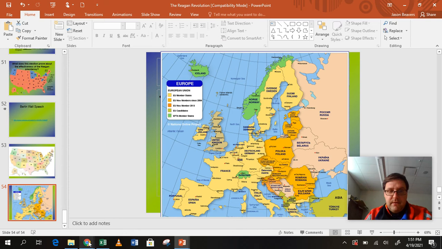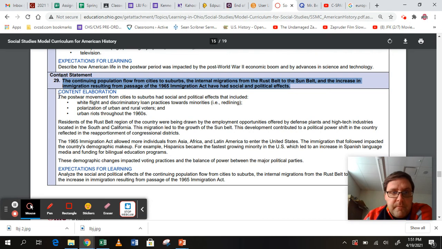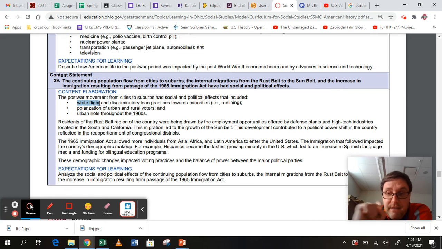So getting back to this thing, the post-war movement from cities to suburbs had political and social effects that included white flight: white people leaving inner cities to move to the suburbs.